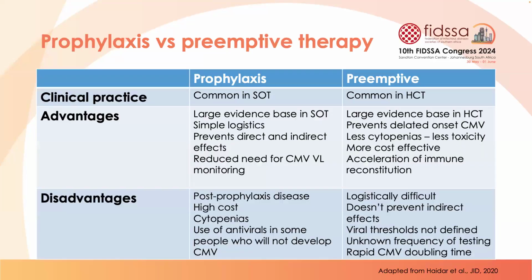So if we look at a summary of prophylaxis versus preemptive therapy, prophylaxis is generally more commonly used in solid organ transplants where there's a large evidence base for it. The advantage is it does prevent both the direct and the indirect effects, because you're not getting any viremia. And it means that there's a reduced need for CMV viral load monitoring. But a disadvantage is that as soon as you stop therapy, there's a risk of post-prophylaxis disease.